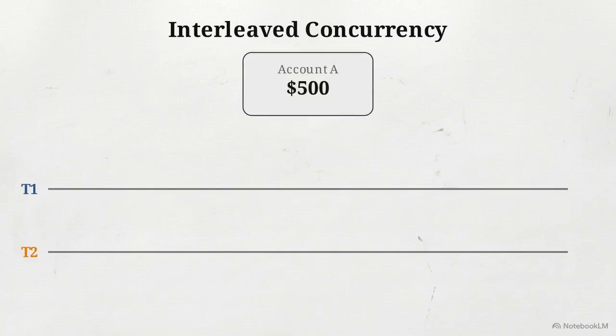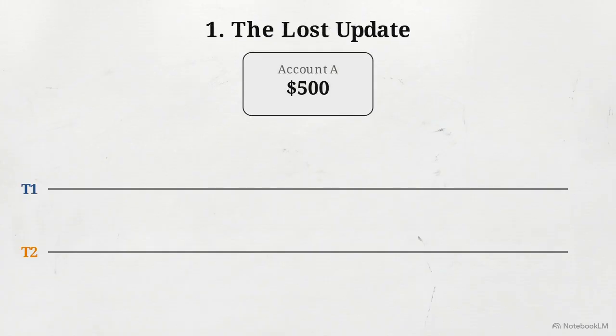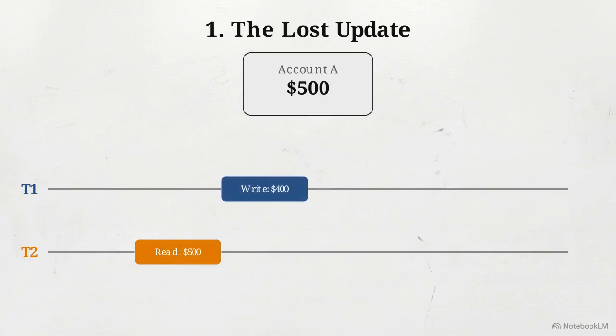Here is a visualization of what happens when transaction 1 and a new transaction 2 both target account A at the exact same time. If we don't manage this overlap, things break. First is the lost update conflict. Watch the timeline. Transaction 2 reads the initial $500 balance. Meanwhile, transaction 1 finishes its work and writes a new balance of $400.